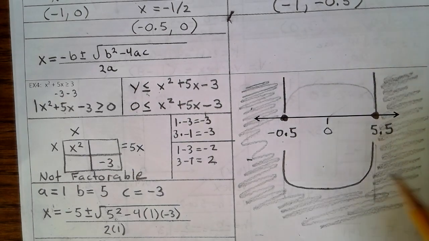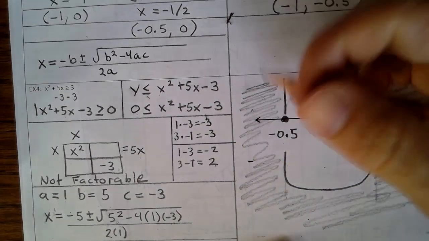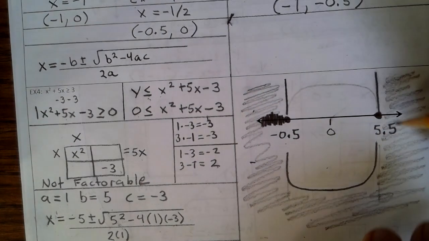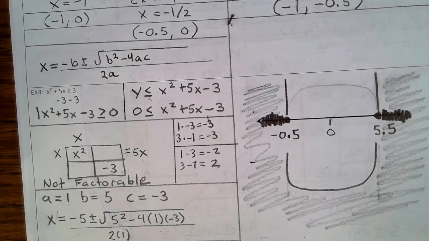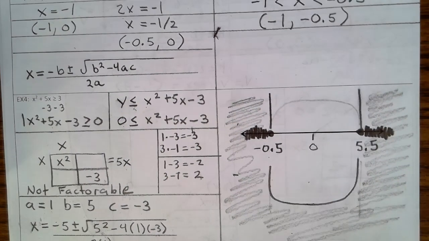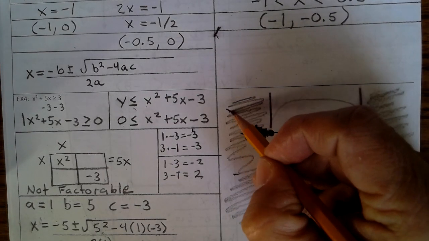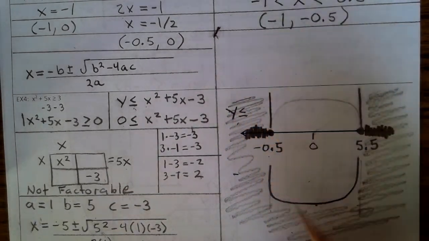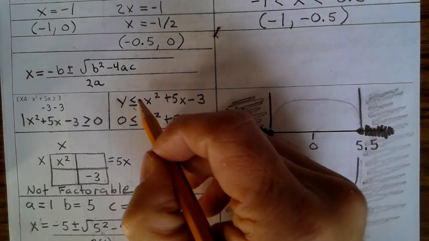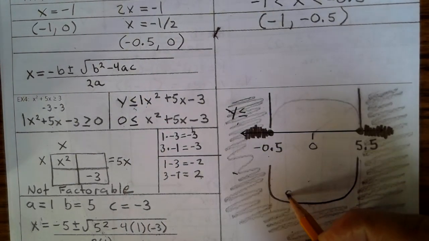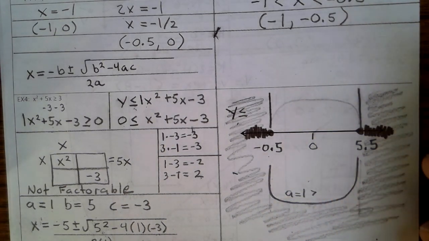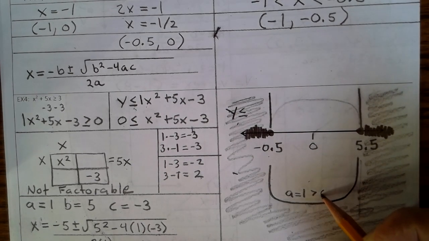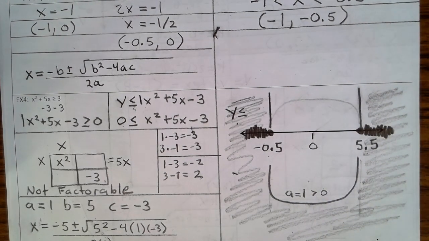Now, that tells us our solution on the number line is here and here. So let me just make sure I'm clear. The shading is because it's y less than, okay? This is because A equals 1, which is greater than 0. Okay?